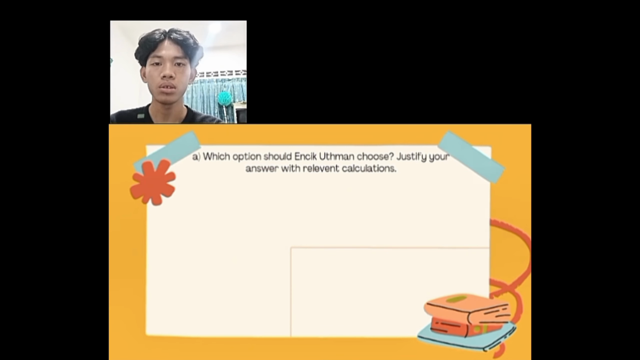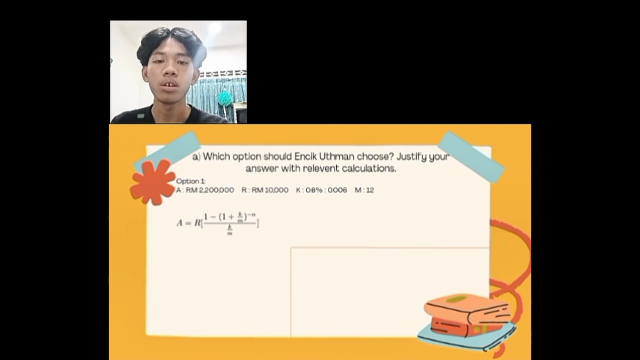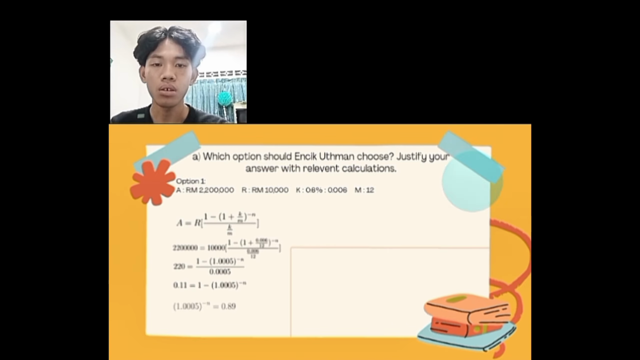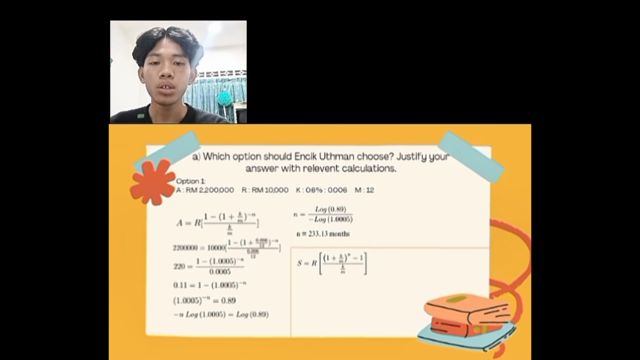Question A. Which option should Encik Osman choose? First, for option 1, the amount invested is 2,200,000 ringgit with a monthly withdrawal of 10,000 ringgit. The interest rate is 0.6% and compounded monthly. We use the annuity formula. After substituting all the values into the formula, we get N equal to 233.13 months. Next, we calculate the total accumulated amount and we get 2,471,956 ringgit and 23 cents.